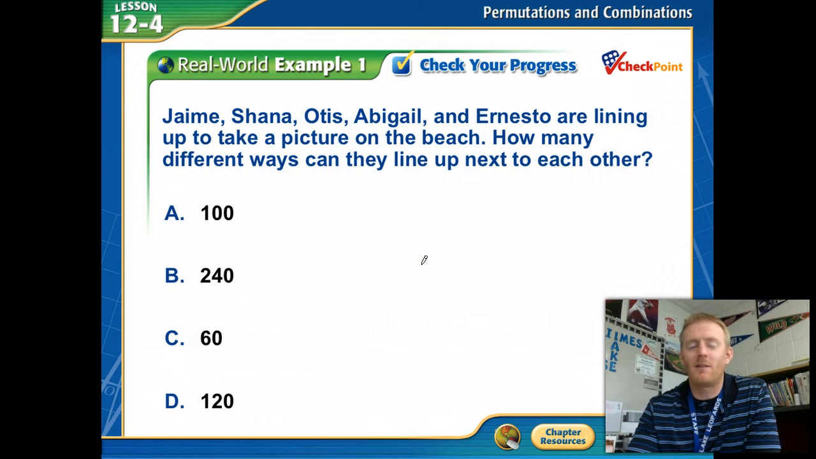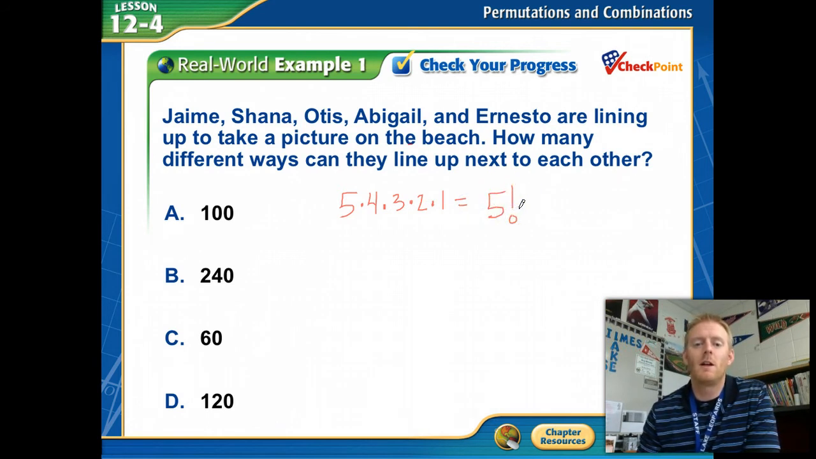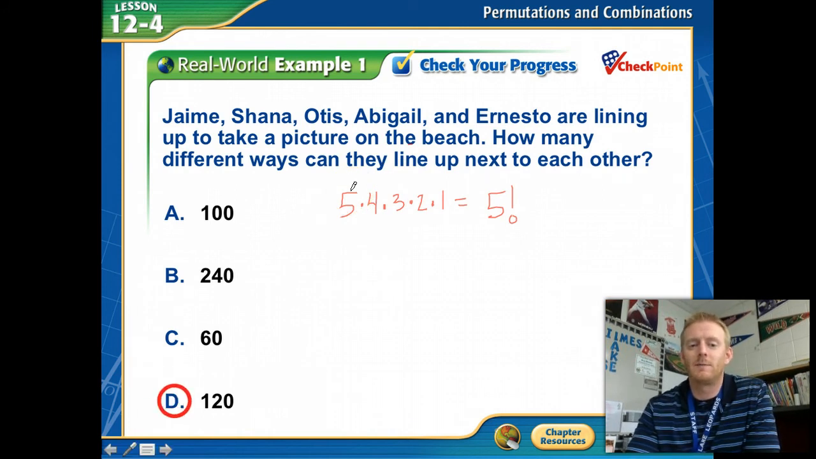That process is actually called using a factorial, and you're going to do the same thing here. So we have Jamie, Shauna, Otis, Abigail, and Ernesto lining up to take a picture. How many different ways can they line up? Well, there's 1, 2, 3, 4, 5 of them. So that's 5 times 4 times 3 times 2 times 1, which is the same thing as me writing 5 factorial. And if I do this math, I get the answer of D. Any questions with that stuff? I didn't hear you, so there must not be questions.